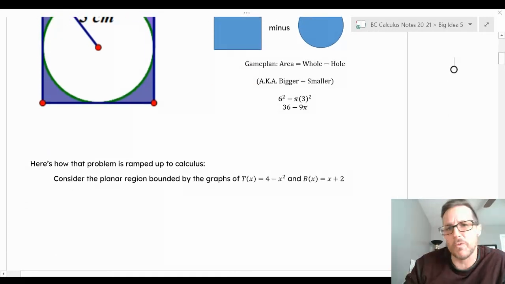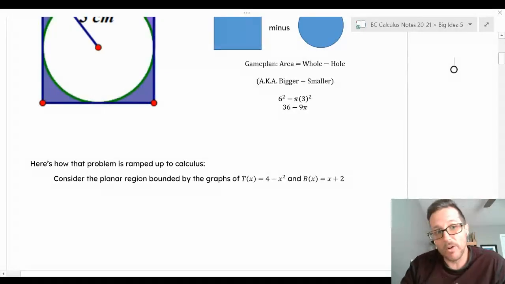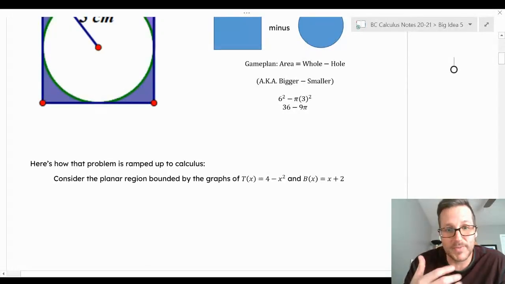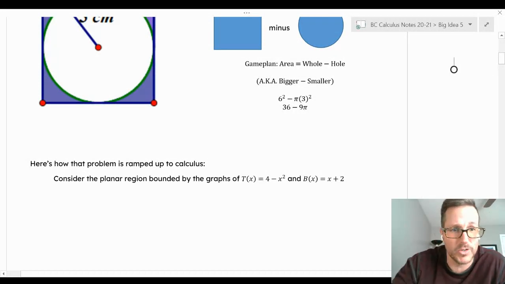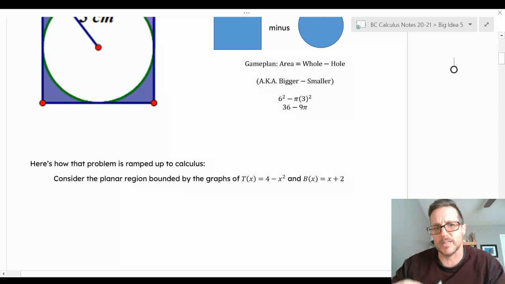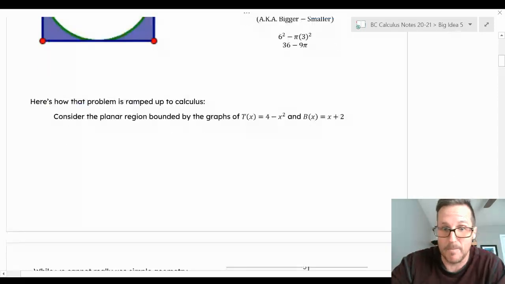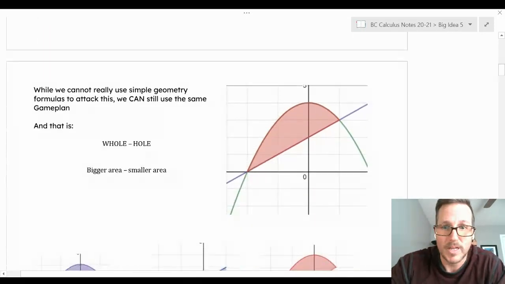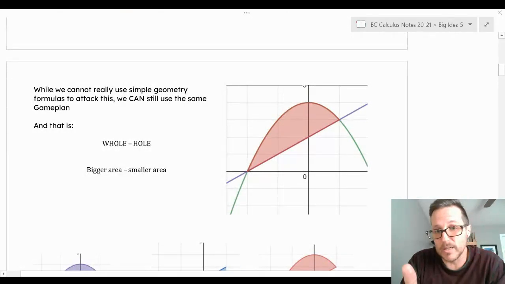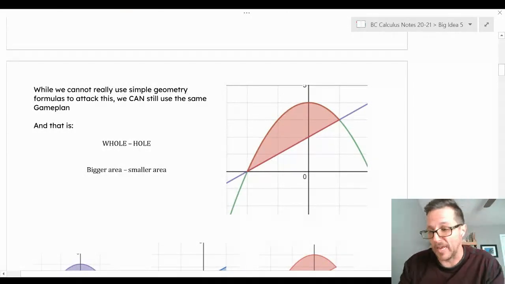So what are we going to do when we ramp this up to calculus? That's an old problem. All new math is old math repackaged. How are we going to ramp this up to calculus? Well, we're going to graph functions, right? We're going to graph these functions, 4 minus x squared and the linear x plus 2. And we want to see what happens to the region that is bounded by those two graphs. Here in red, you see the region that is bounded, a planar region, like a region on the plane.